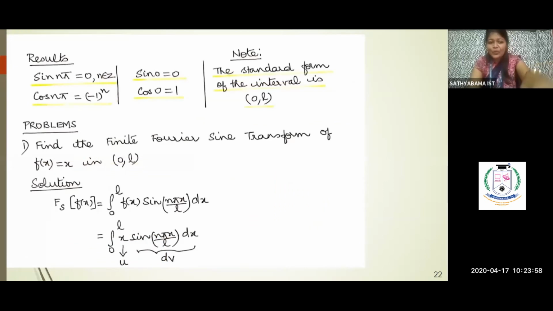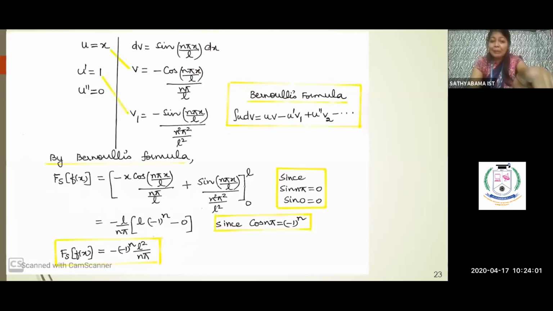U is x. What is dv for us? Sine n pi x by L dx, right? So from that, I need to find all the terms. Now look at Bernoulli's formula that I've highlighted in yellow. U is x, right? And dv is sine n pi x by L dx. So what are the things that I have to find now? I need to find u dash, u double dash, etc. Similarly, I need to find v1, v2, etc.